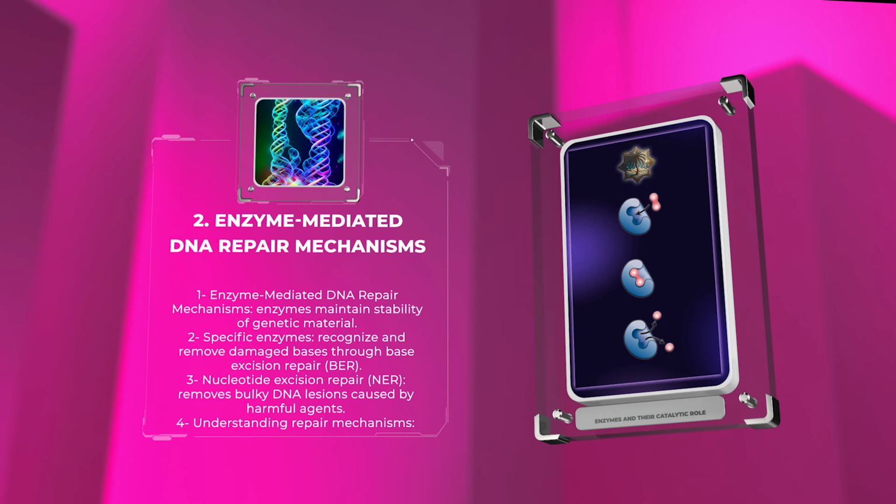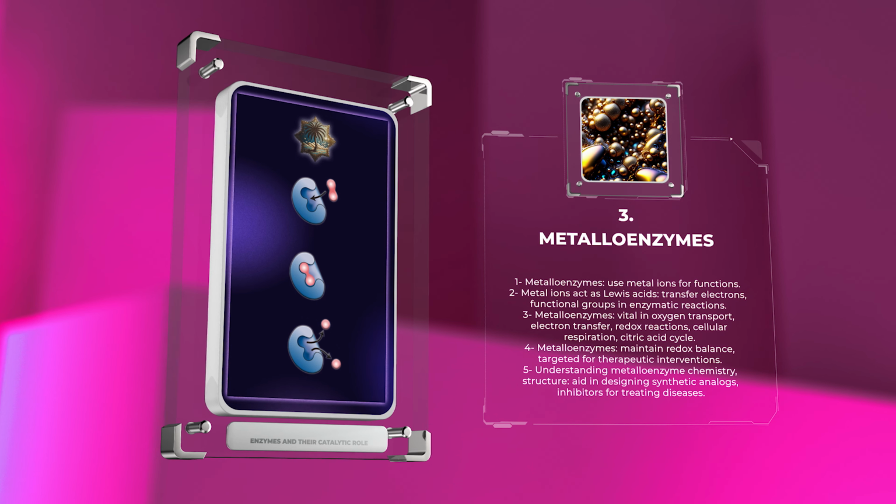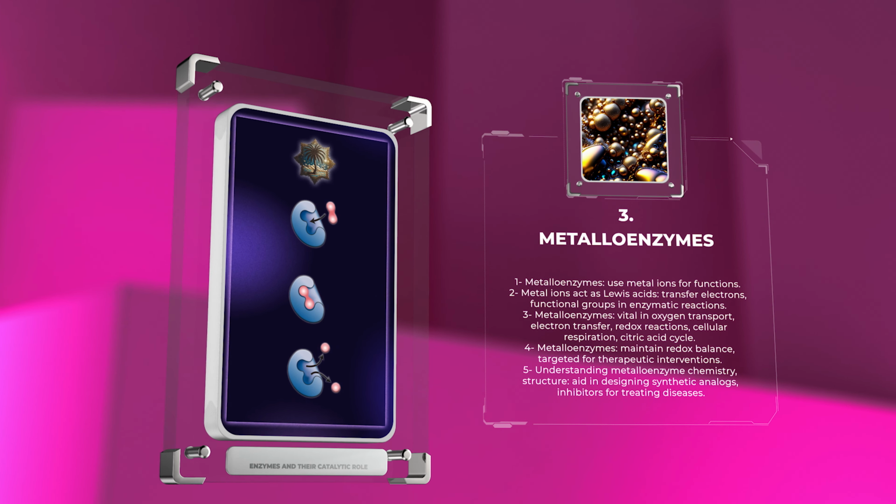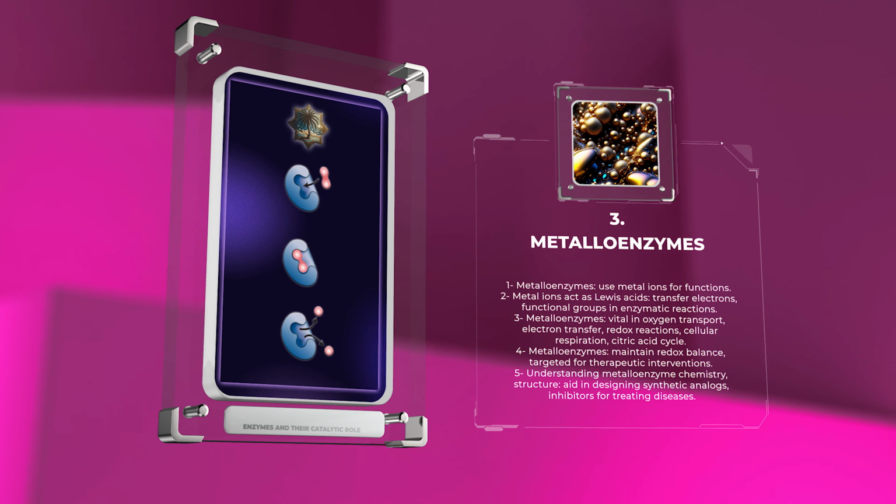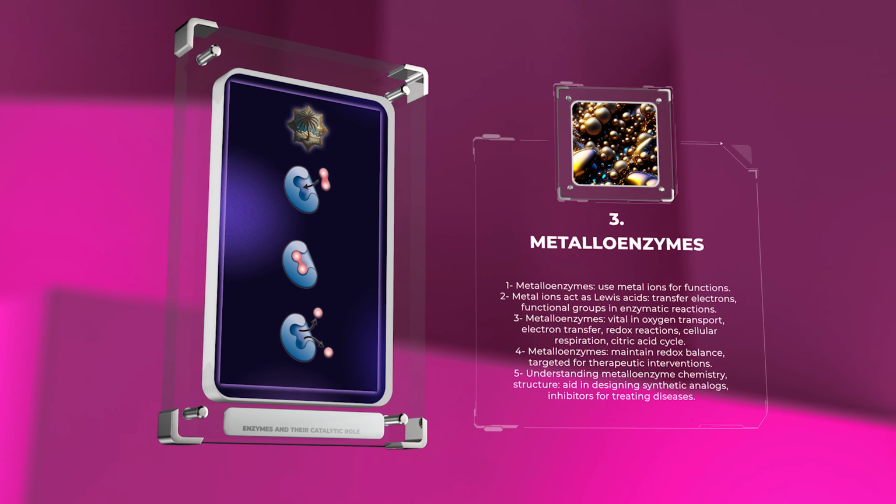Metalloenzymes are enzymes that use metal ions like iron, copper, zinc, and manganese to perform their functions. These metal ions act as Lewis acids and help in transferring electrons or functional groups in enzymatic reactions. Metalloenzymes are vital in processes like oxygen transport, electron transfer, and redox reactions. They also play key roles in cellular respiration and the citric acid cycle. Metalloenzymes help maintain redox balance and can be targeted for therapeutic interventions. Understanding their chemistry and structure can aid in designing synthetic analogs and inhibitors for treating diseases.